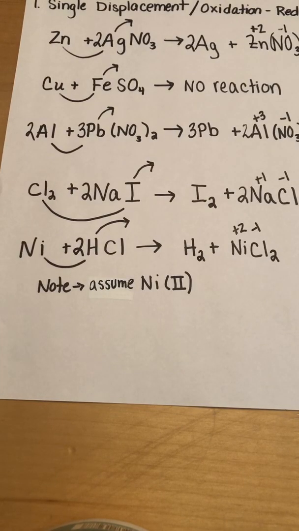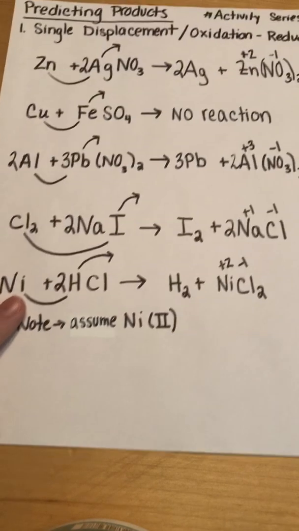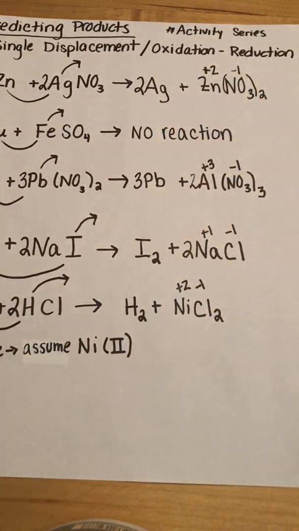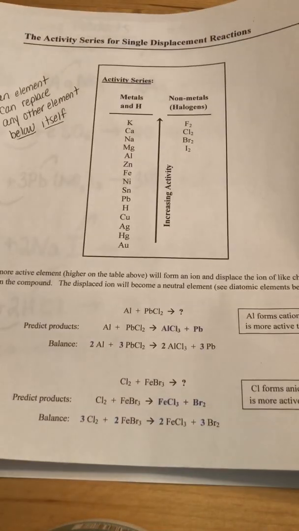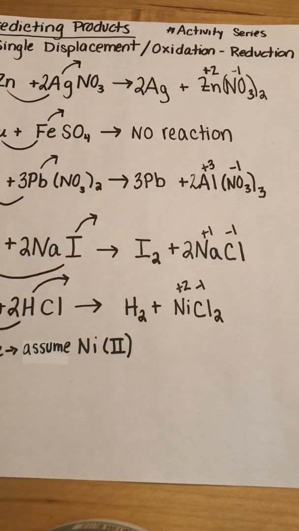So that's how you predict products for single displacement reactions, also known as oxidation reduction reactions. You must have the activity series in order to know if that element is strong enough to kick out the other element. If it is not, you write no reaction. If it is, then you continue predicting what your new element compound combination is. Again, taking that extra time to put in your new subscripts.